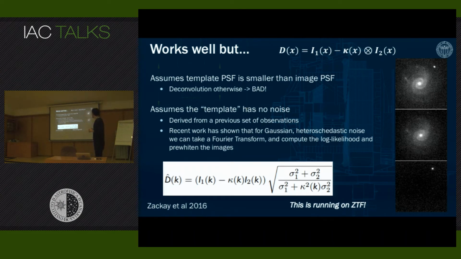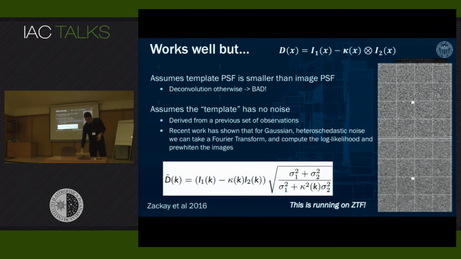Recently, there was another algorithm that you can think of as a modification of Alard and Lupton. Look at the paper by Zackay et al., 2006. We call it ZOGY, after the first authors, Zackay, Ofek, and Gal-Yam, which showed that there is an optimal way to do this differencing, irrespective of what the PSF and noise are on the first image and the second image. And this algorithm right now is running on ZTF, and it works really well.